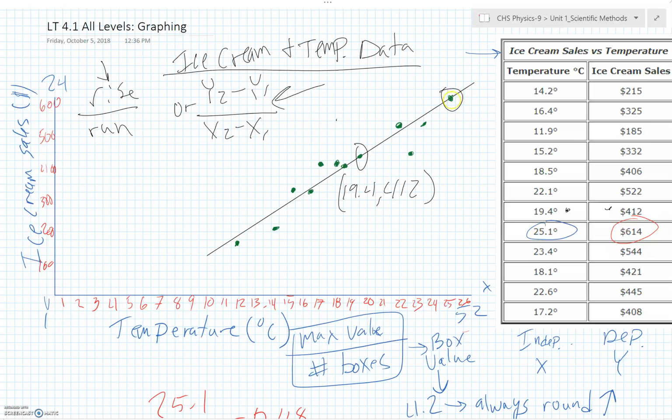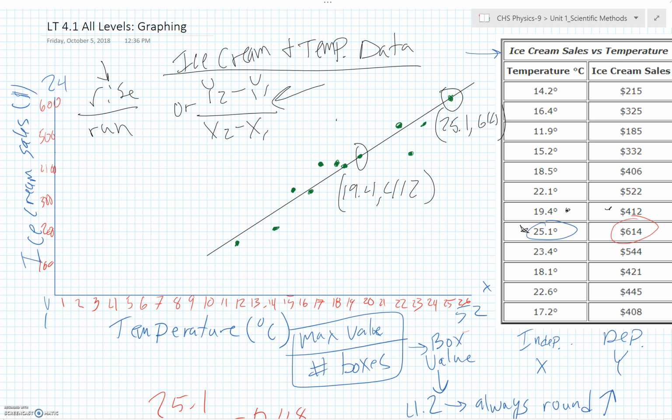And then my second one, I'm looking for something between 25 and 25.5. Oh, that's this one I've circled here. And then my other one would be 614. So I've got 25.1, 614. That's my ordered pair that I'm going to use for these calculations.